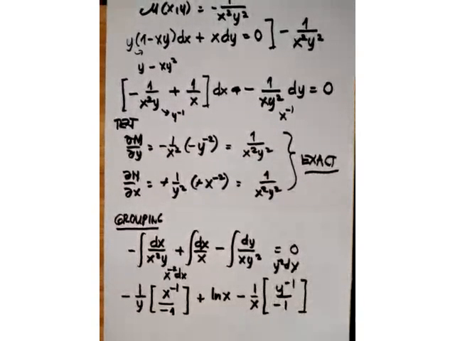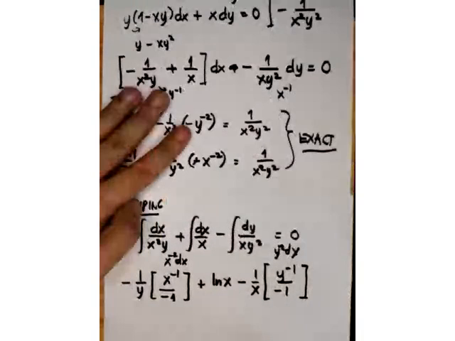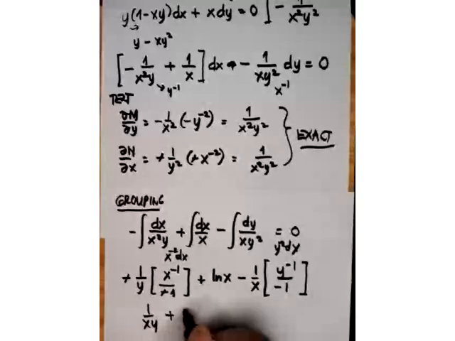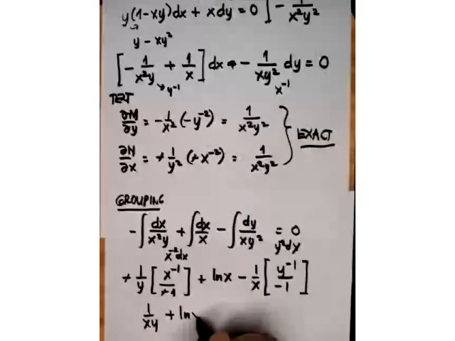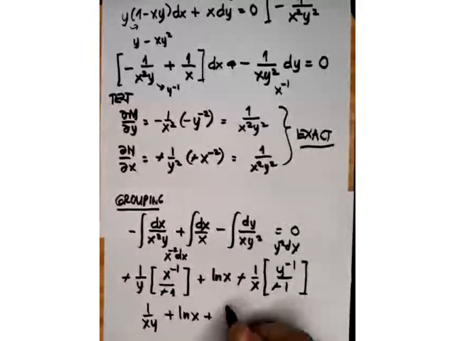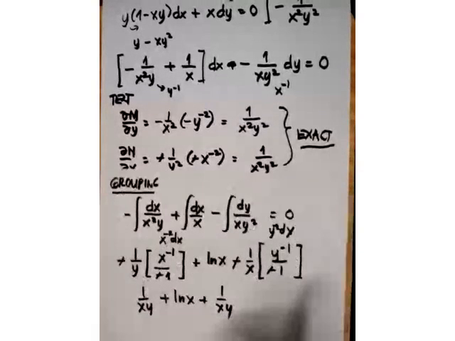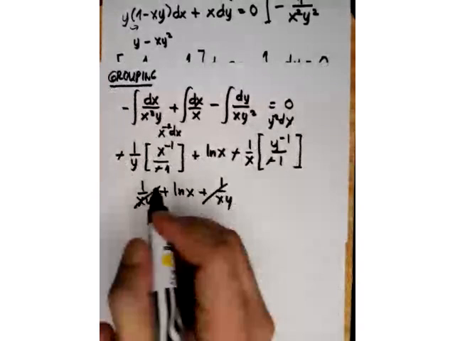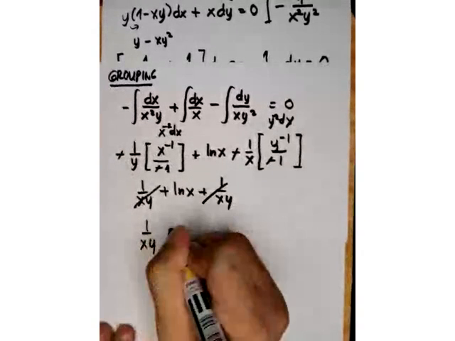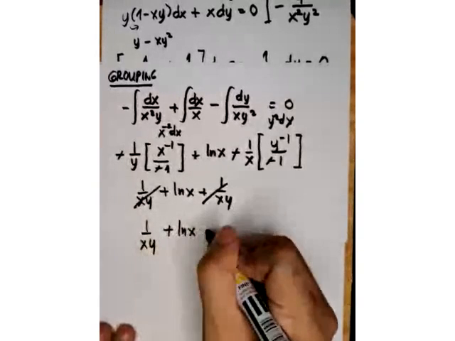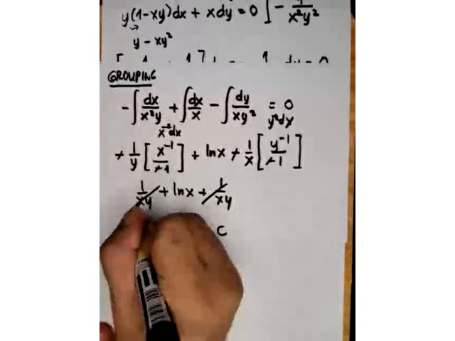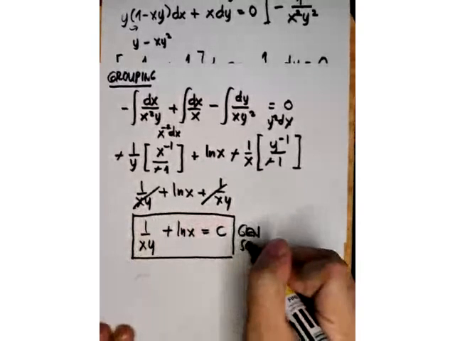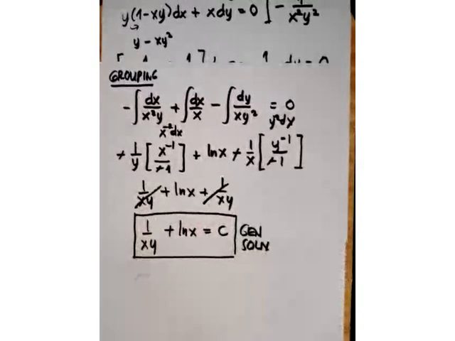Ayan. So let's just try to simplify. So this is cancelled. So that's 1 over xy plus ln of x plus, cancel din ito, 1 over xy. Ayan. So let's try to group. So may kamukha ba to? Yes. So that will be 1 over xy plus ln of x is equal to c. So this is our general solution. Ayan.